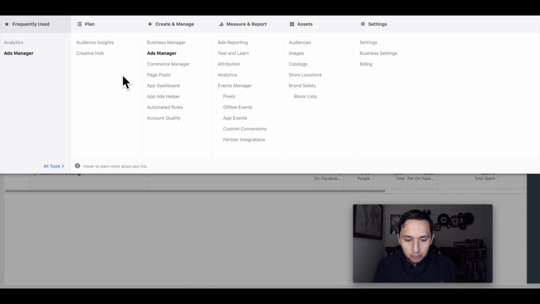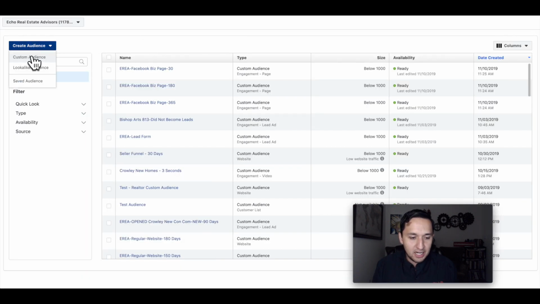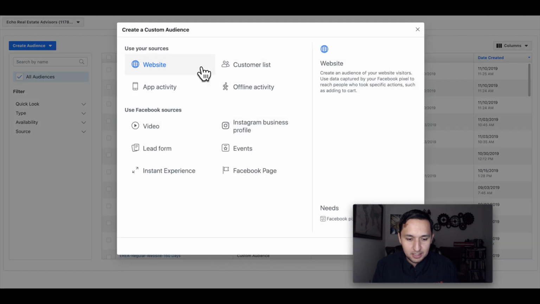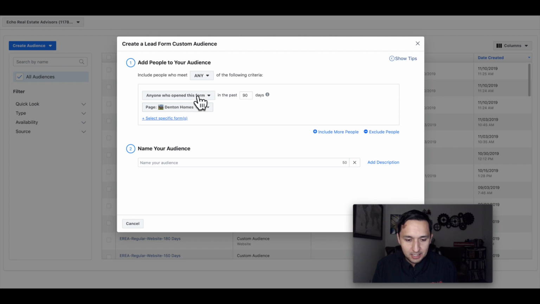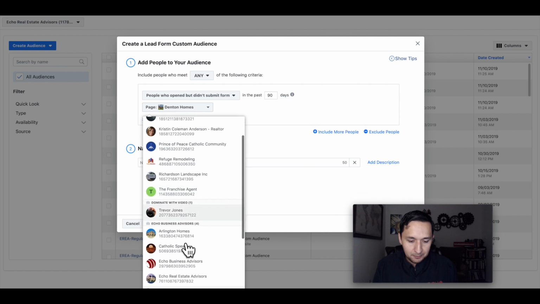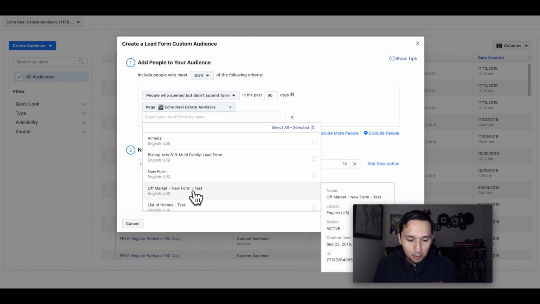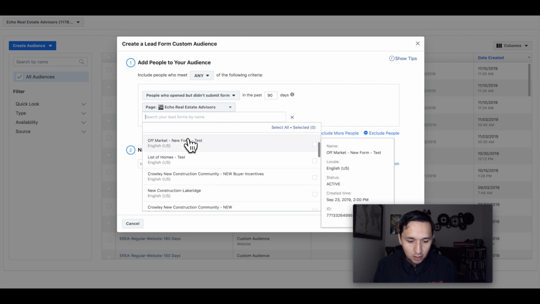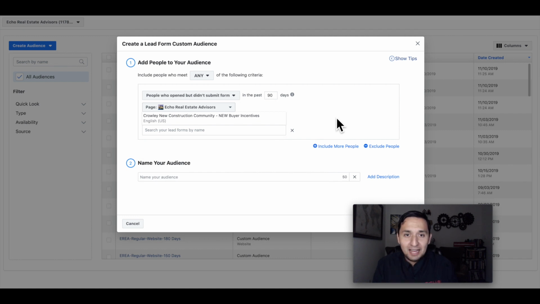We're going to go to the toolbar, and then we're going to go to audiences. Then we're going to go to create an audience. We're going to create a custom audience. We're going to go with the lead form, and then we're going to leave it as any. Anyone who has opened this form is not what we want. We want people who opened but didn't submit a form. Essentially, people that have opened and shown interest in what we had to sell but didn't give us their information are who we're after. And this is the lead form that we're using for that campaign that you just saw.